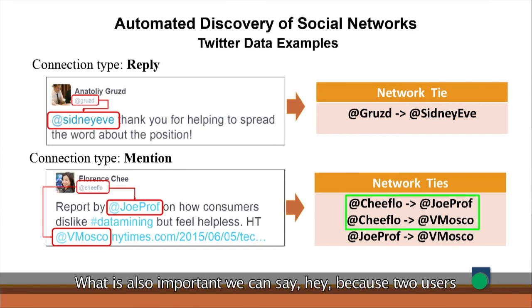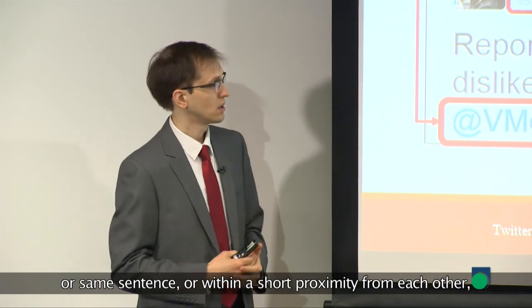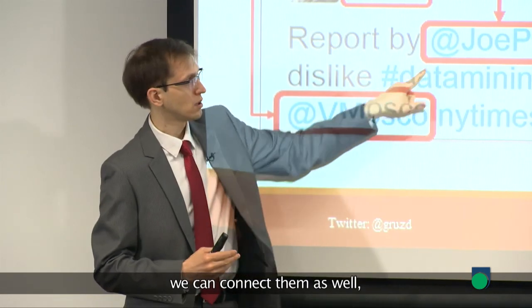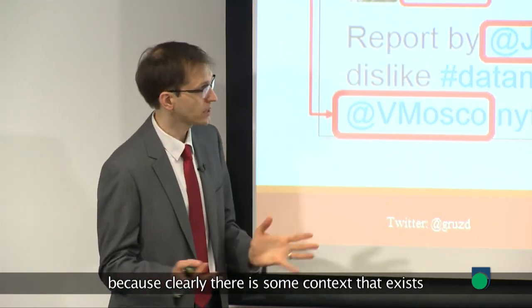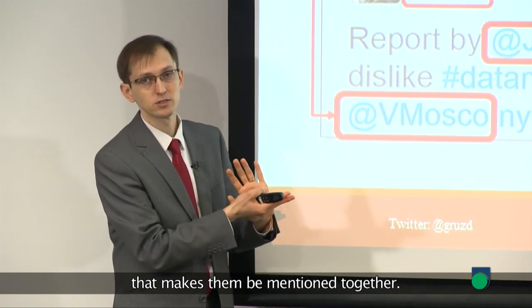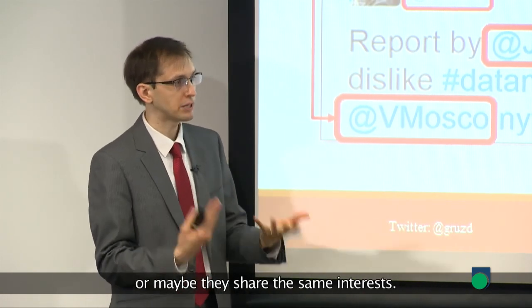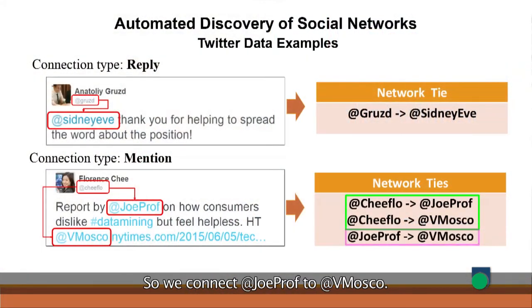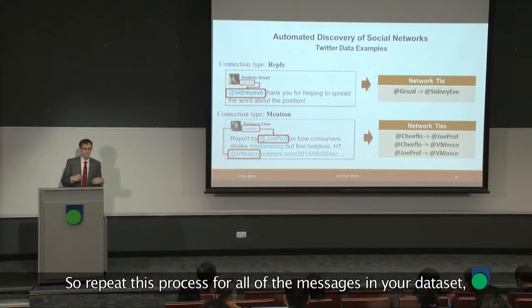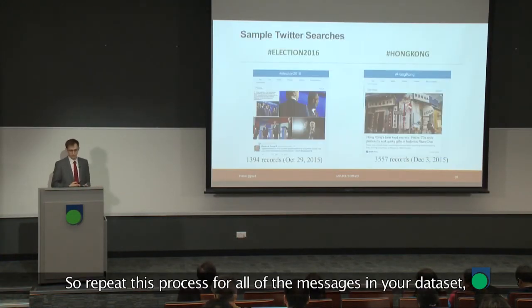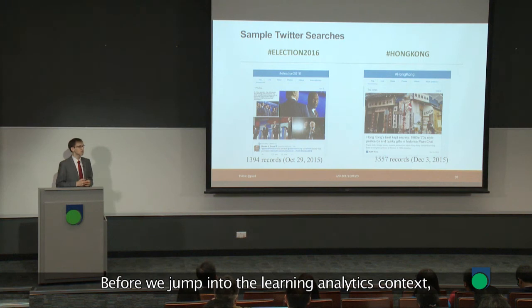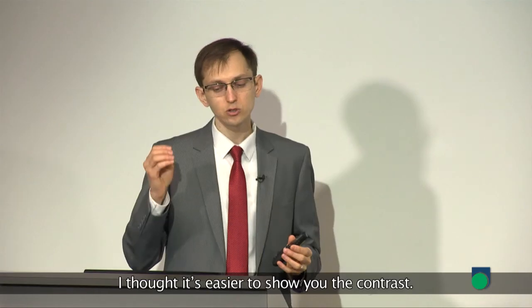What is also important, we can say, hey, because 2 users are mentioned together in the same message or same sentence, or within a short proximity from each other, we can connect them as well. Because, well, clearly there is some context that makes them be mentioned together. So they maybe know each other, or maybe they share the same interests. Remember that a network of like-minded individuals is just as important. So we can connect JoeProf to VMoscow. So again, you repeat this process for all of the messages in your data set, and then you get a network.